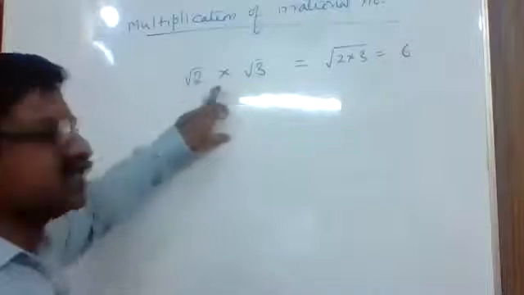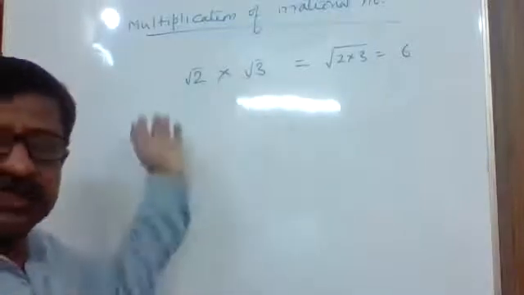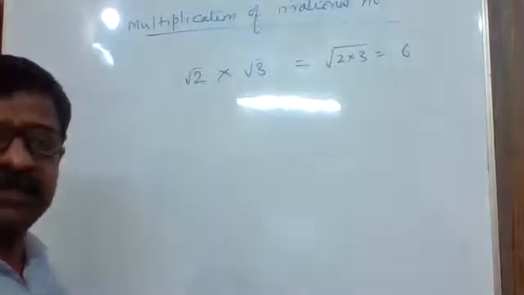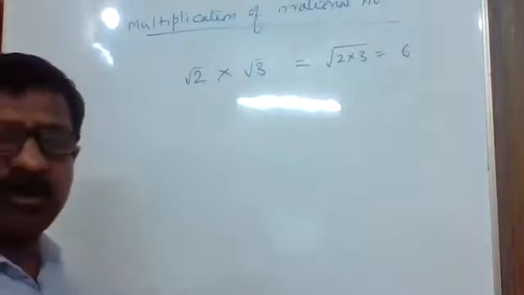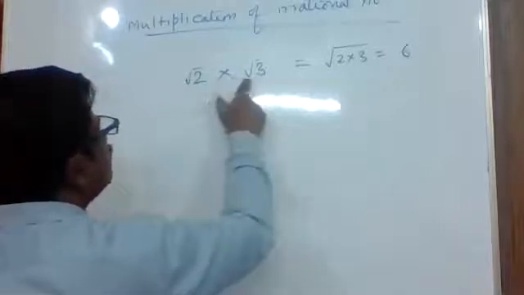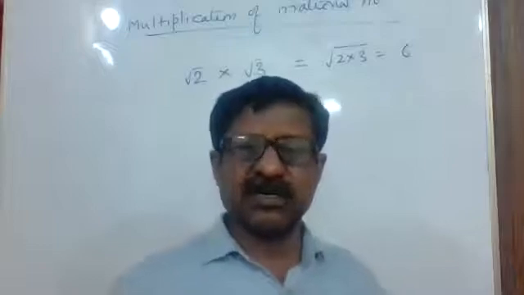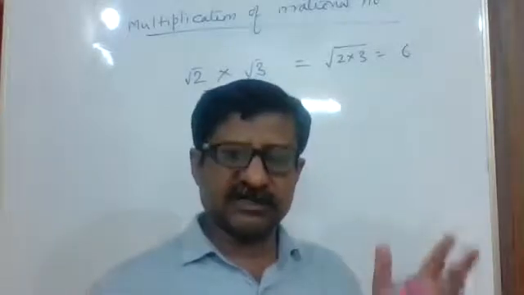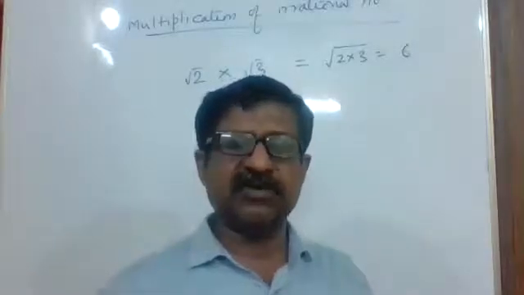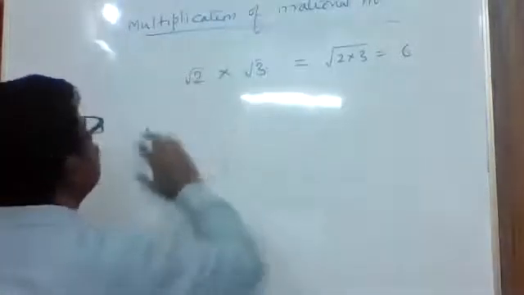Inside the radical sign, this is also inside the radical sign. When you're multiplying these two, just multiply the inside values 2 and 3 and put the common root sign. The order of the surd should be the same. The order of this irrational number should be the same. We will discuss only the irrational numbers where the order is the same. We will not discuss questions where the order is different.